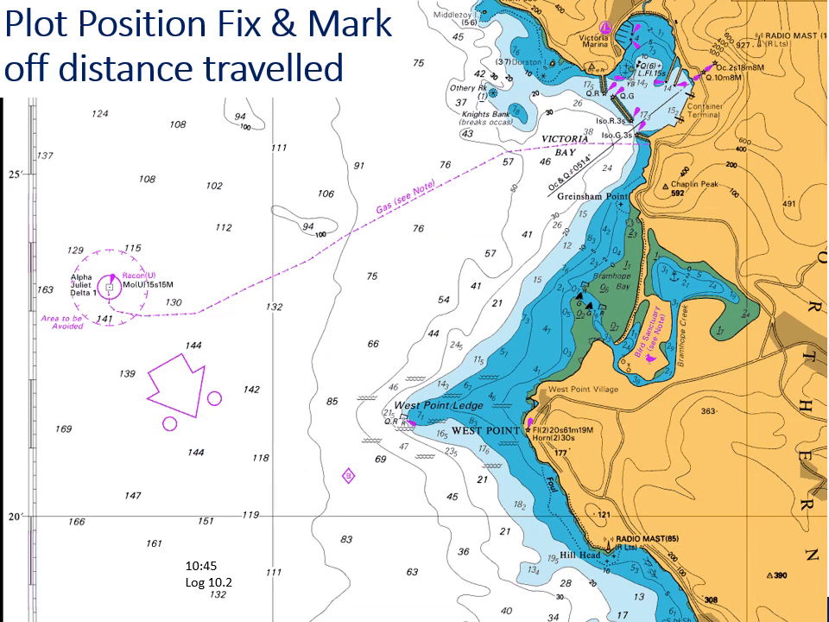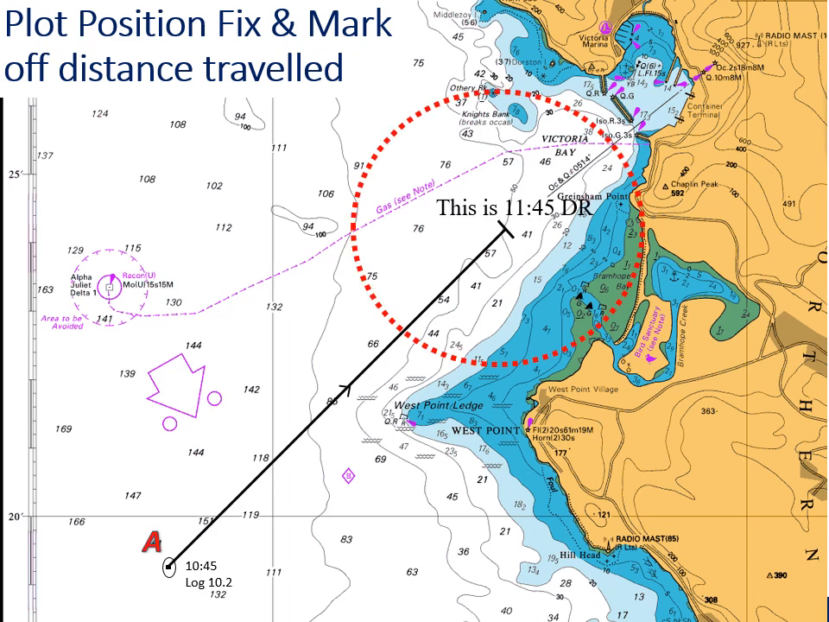We can plot this directly on the chart. So there's our position fix, log 10.2. And 1 hour later, this is our dead reckoning position. Now, we could be anywhere in that red circle. This is what we call a circle of uncertainty. This is purely based on our vessel's heading and our vessel's speed.